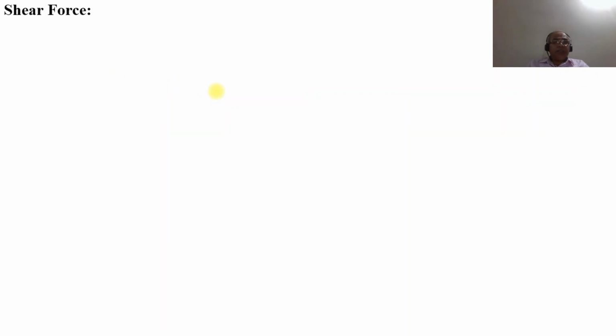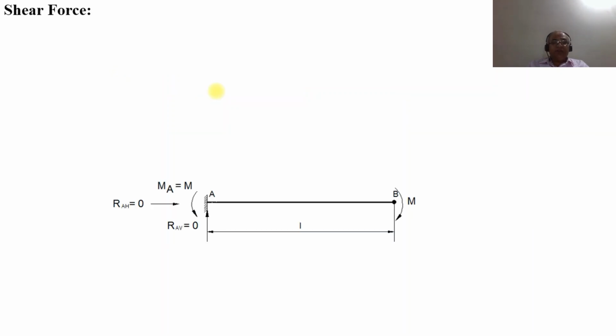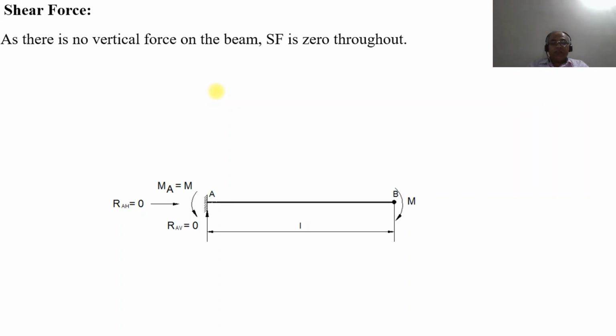Now we will take the shear force into consideration. So what is the shear force? As there is no vertical force acting on the beam, the shear force is 0 throughout. So there is no shear force diagram.